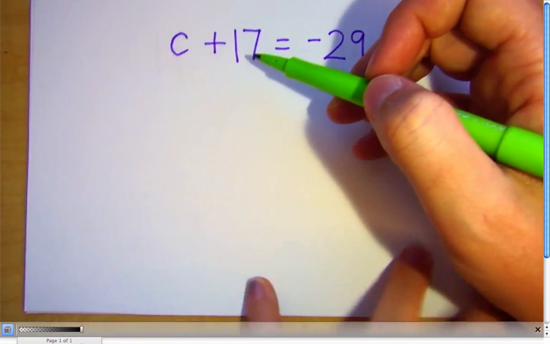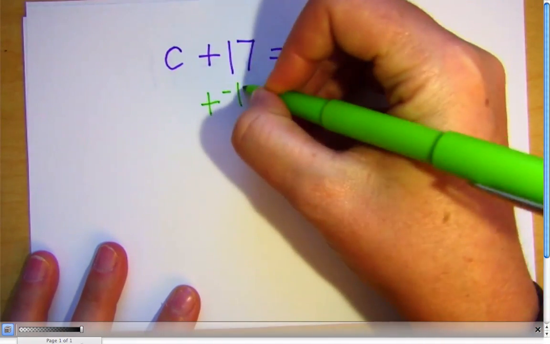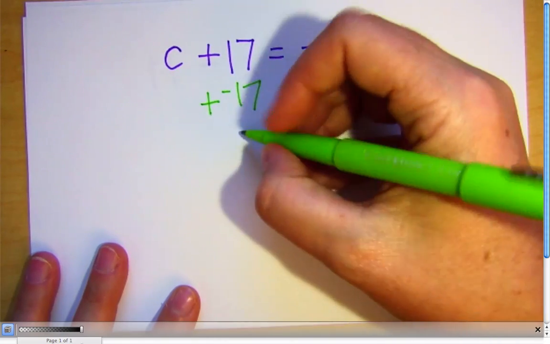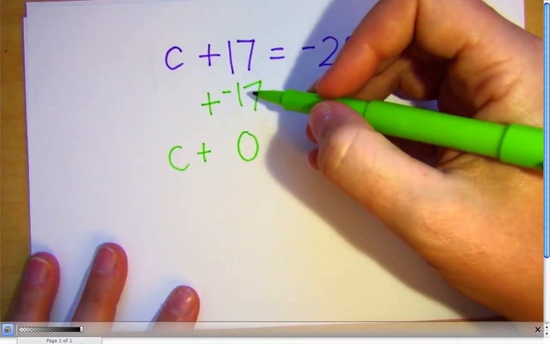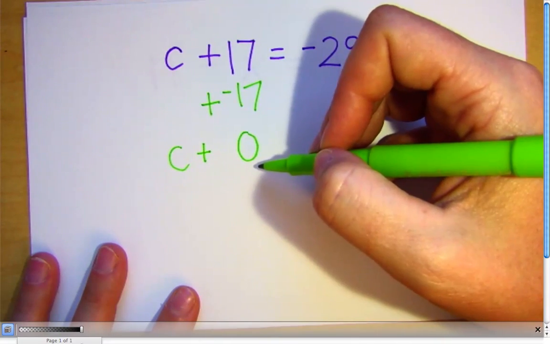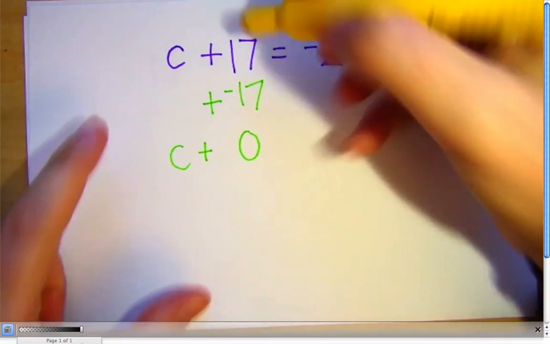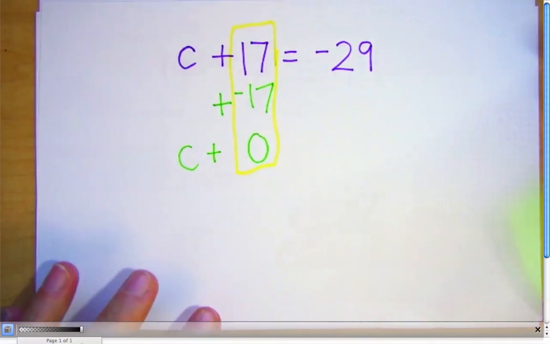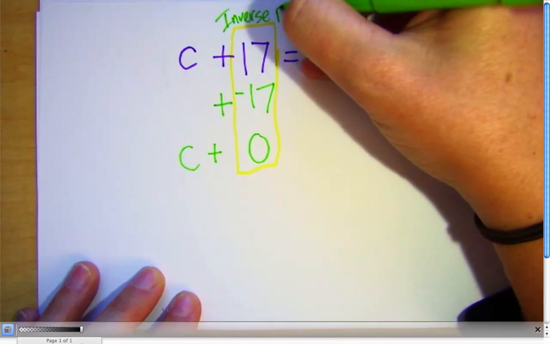So to make my 17 go away, I'm going to add the opposite. If I add negative 17, 17 and negative 17 we know equals 0. So now instead of being added to 17, c is being added to 0. So that was the inverse property right there that I used. Adding opposites equals 0. Okay, so that's the inverse property of addition.